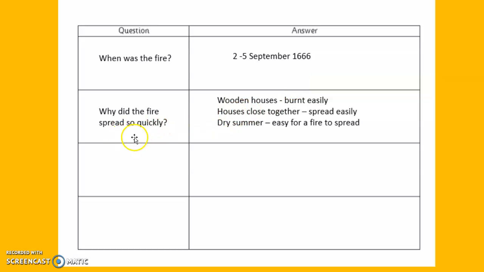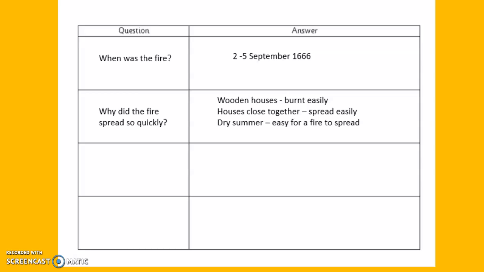So I've put, why did the fire spread so quickly? Wooden houses burned easily. Okay, that will just remind me that that's how the fire spread so quickly. Houses close together, spread easily. That means the fire spread easily. Dry summer, easy for a fire to spread. Again, it's just giving me notes so that I know when I come to write in full sentences next week, I will know what that means.